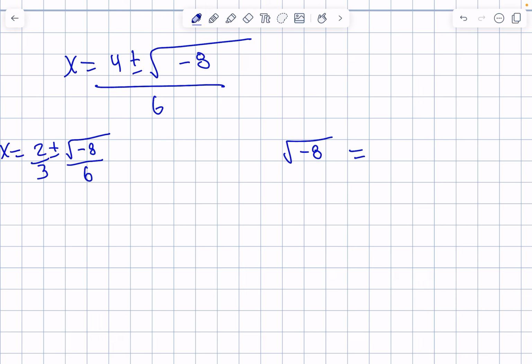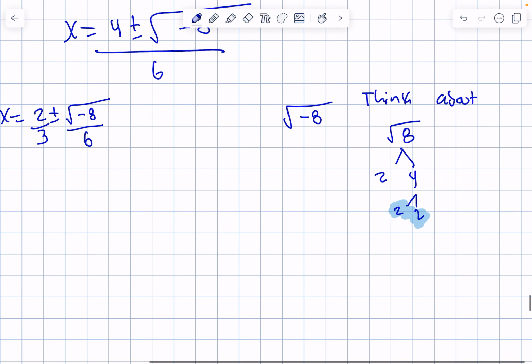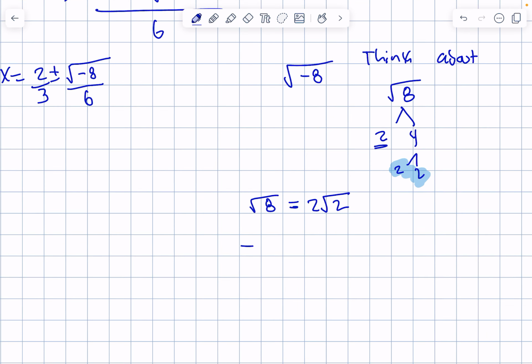So again, you want to treat this as just, think about the square root of 8. So let's simplify the square root. So again, taking this small, 2 times 4, and then 2 times 2. So we know that these are pairing up together, so then we know that this is the odd one out. So the square root of 8 is equal to 2 square root of 2. So then as a result, square root of negative 8 is going to be equal to 2i square root of 2.